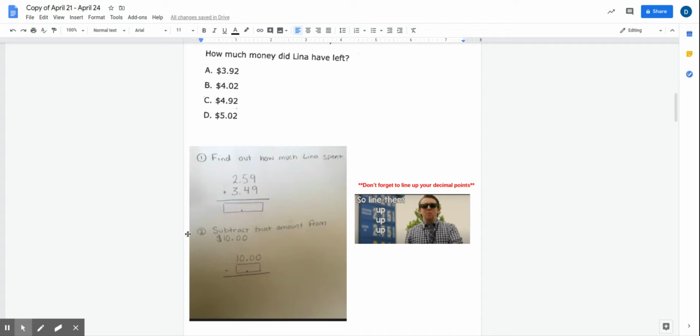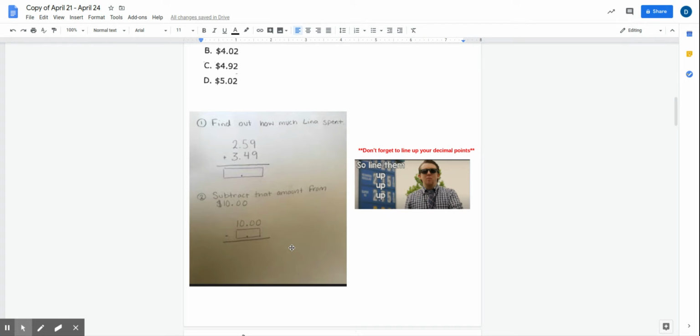To answer it, there's a few steps. First, I would find out how much money Lena spent altogether by adding the $2.59 and $3.49. After that, I would subtract that amount from the $10 and notice how my decimal points are all lined up, and in my solution, I would just bring the decimal point straight down.